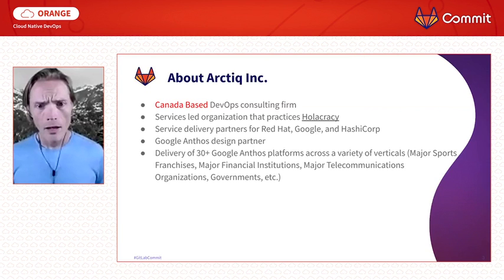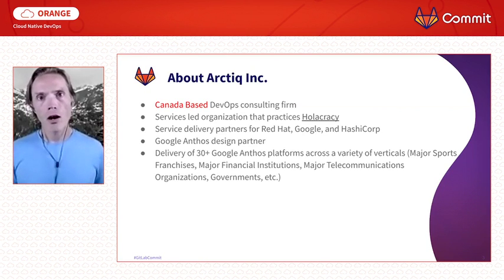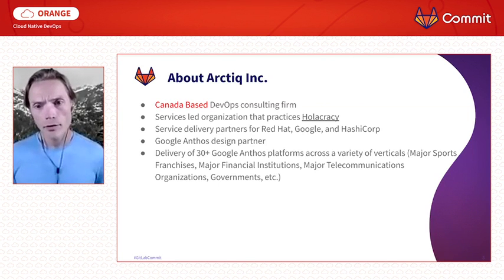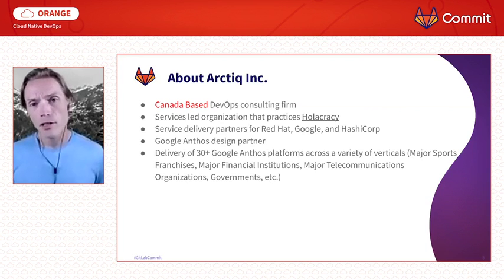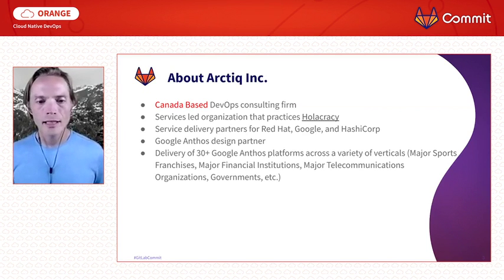Arctiq is also a service delivery partner for a few major organizations, namely Red Hat, Google, and HashiCorp. So if they are performing professional services for certain customers, it can and often is subcontracted to our team. We are also a Google Anthos design partner and have actually delivered over 30 Google Anthos platforms across a variety of verticals in both Canada, United States, and Europe. This is everything from major sports franchises to banks to major telecommunications organizations. And so really, what Arctiq brings to the table is the experience of merging in this new technology with enterprise process. And that's what brings us here today at GitLab Commit.